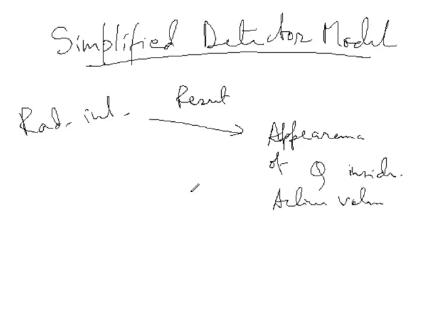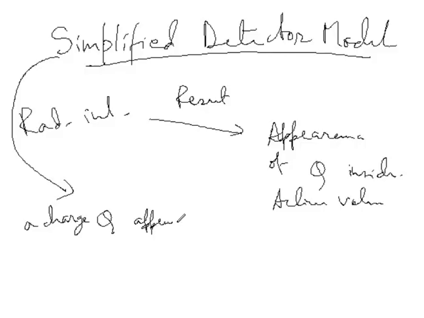Thus, our simplified detector model, what will it do? It will assume that a charge Q appears within the detector at time t equal to 0, resulting from the interaction of a single particle or quantum of radiation. So this is the first part, the appearance of charge.